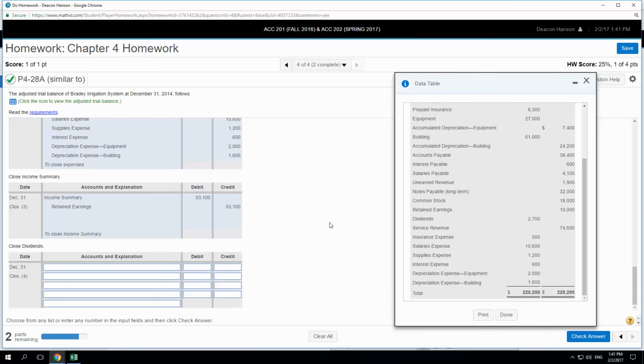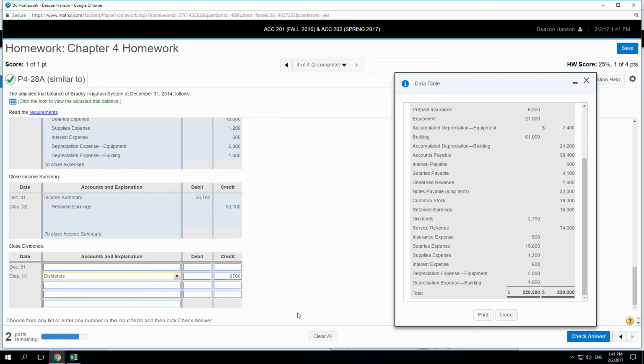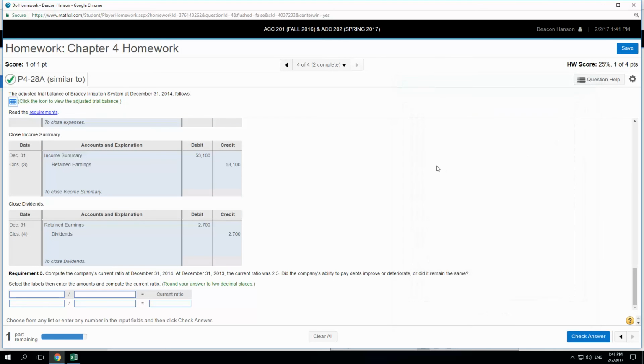Then closing dividends is easy, right? Dividends have a debit balance. To get rid of the dividends account, I've got to credit the account for that balance. So I know I'm going to have a $2,700 credit to dividends. And then what do I debit? Anybody remember? Retained earnings, right? And that's the same, right? That debit is reducing retained earnings. So this is to close dividends. Okay? Questions so far?